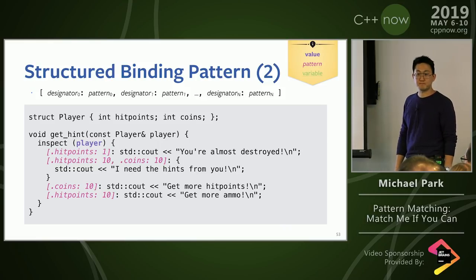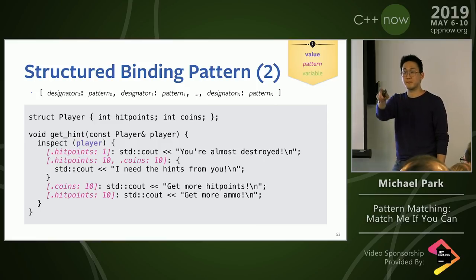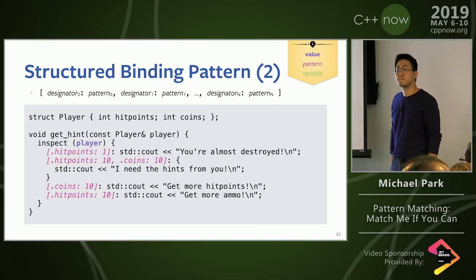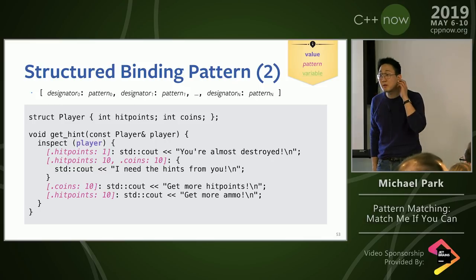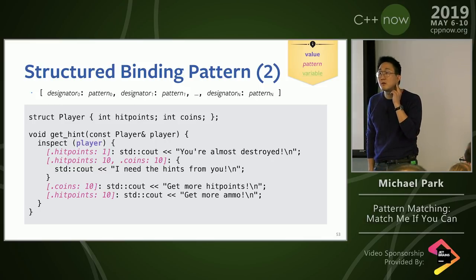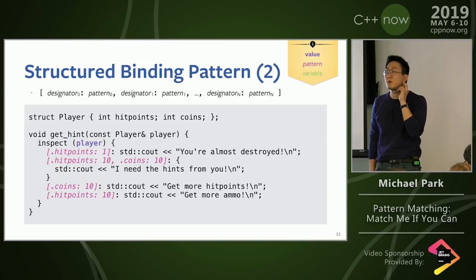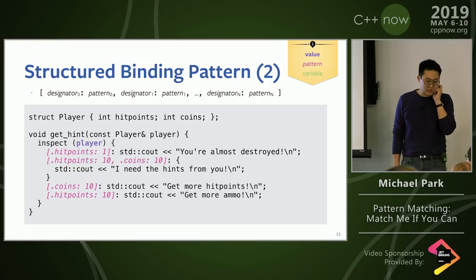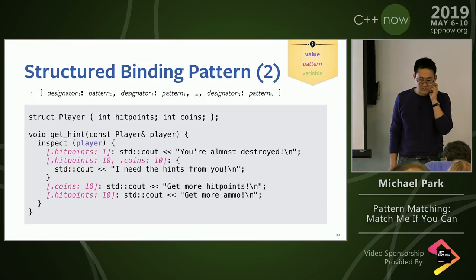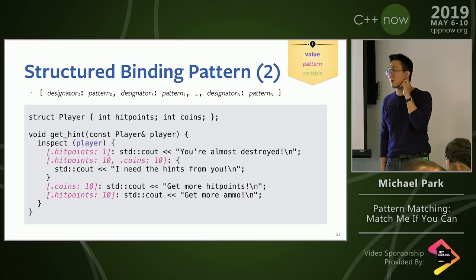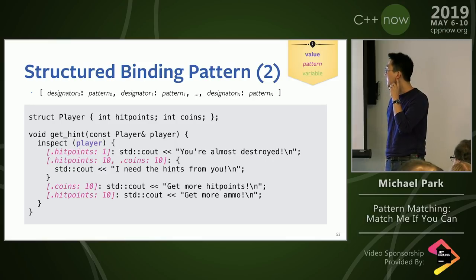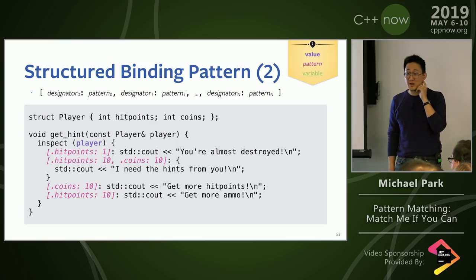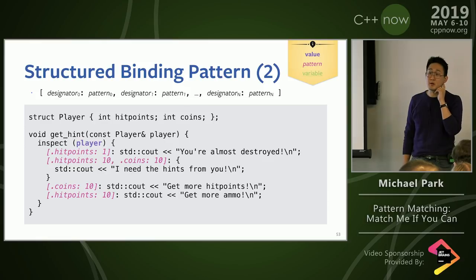We can work only with fields here. For example, can we run a method, some accessor method, to check a field of the player struct? Oh, that's a good question. So the question was, can you only access the fields directly, or can you actually call an accessor method? As specified right now, you can't call an accessor method. But that's an interesting question.